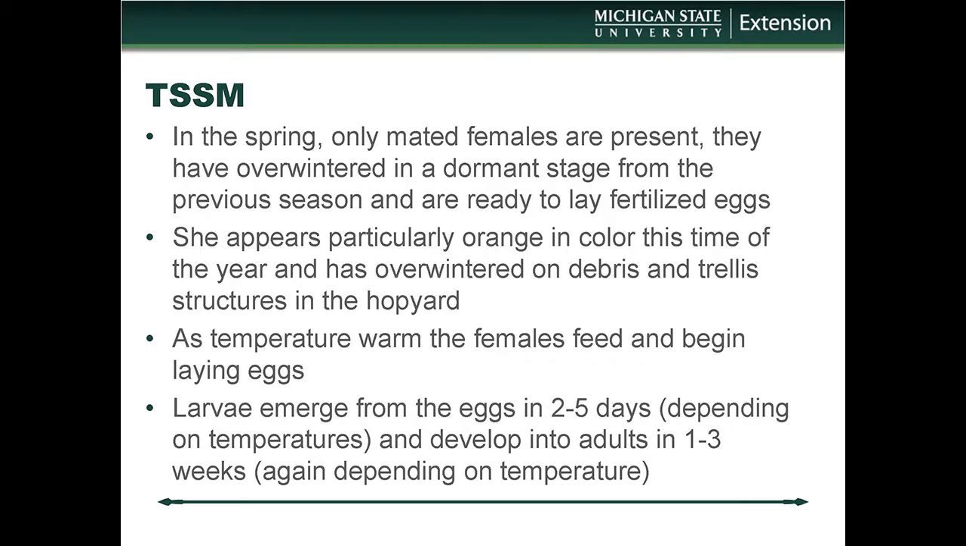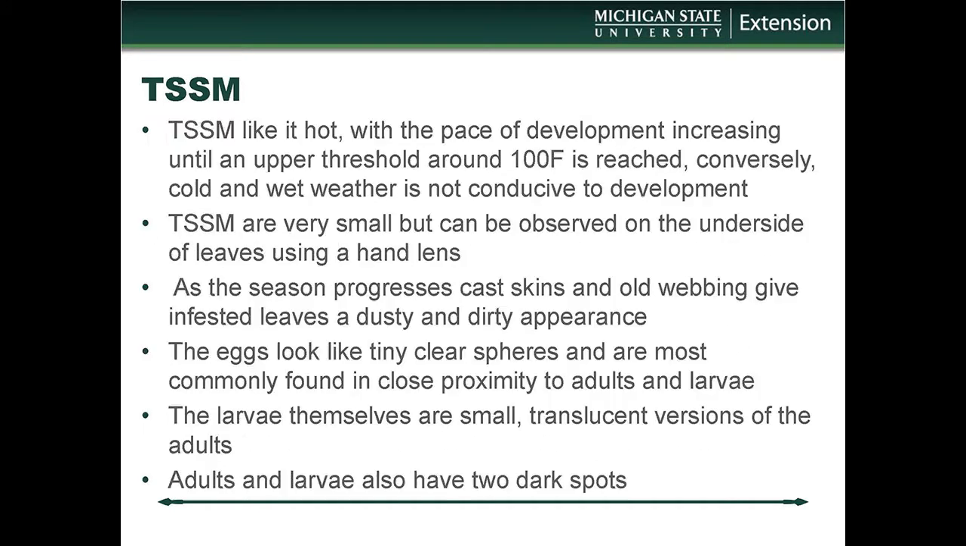So we talked a little bit about this, that they overwinter as mated females. This is, I think, a really critical piece of information. So the females that overwintered lay eggs. The larvae emerge from the egg in just 2 to 5 days, depending on temperatures, and they develop into adults in 1 to 3 weeks. So you have a life cycle that can occur literally in 2 to 3 weeks here with two-spotted spider mites if temperatures are warm. So they like temperatures all the way up to 100 degrees Fahrenheit. They'll continue to reproduce more quickly until that upper threshold of 100 degrees.